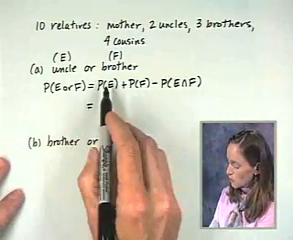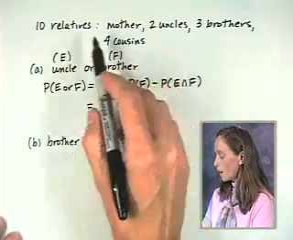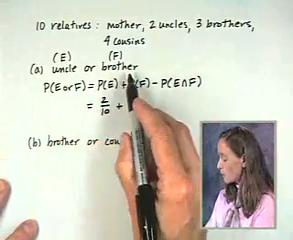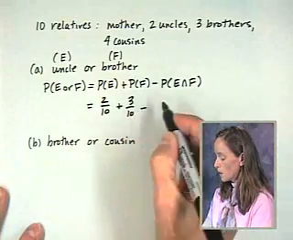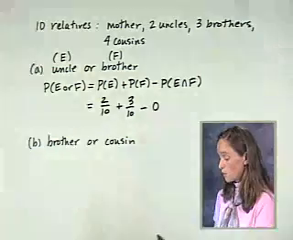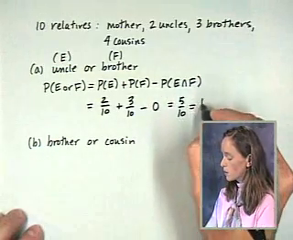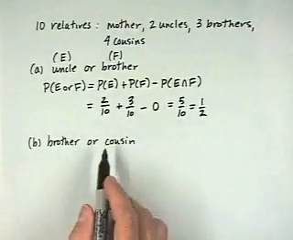In this case, the probability that an uncle arrives first is 2 out of the 10 relatives. The probability that a brother arrives first is 3 out of the 10, and there is no relative that fits into both of those categories. This sum is 5/10, which is 1/2. Now what about a brother or a cousin?